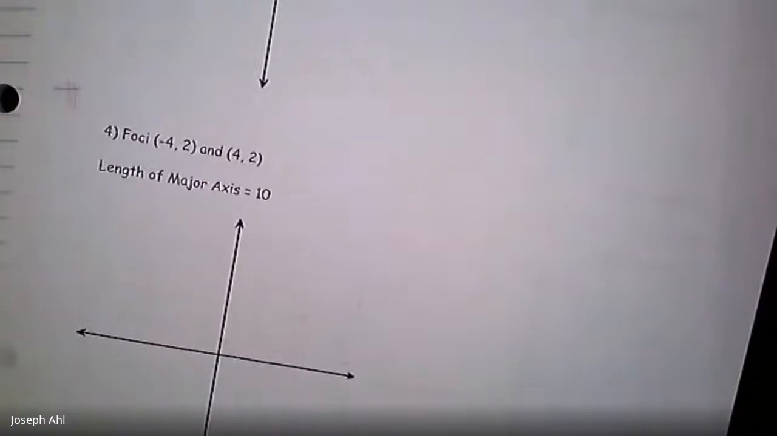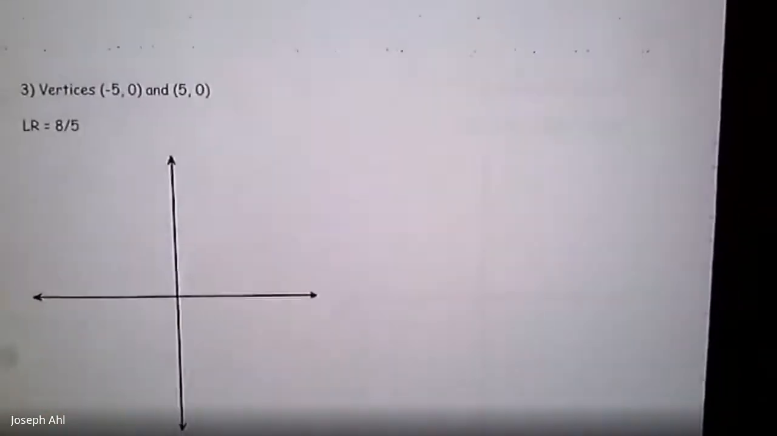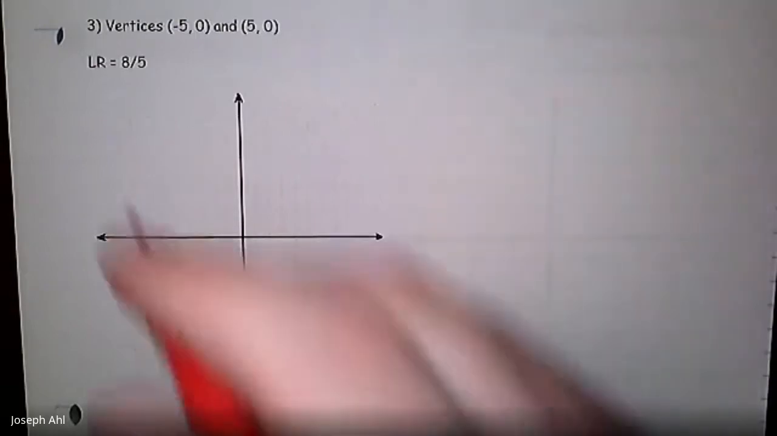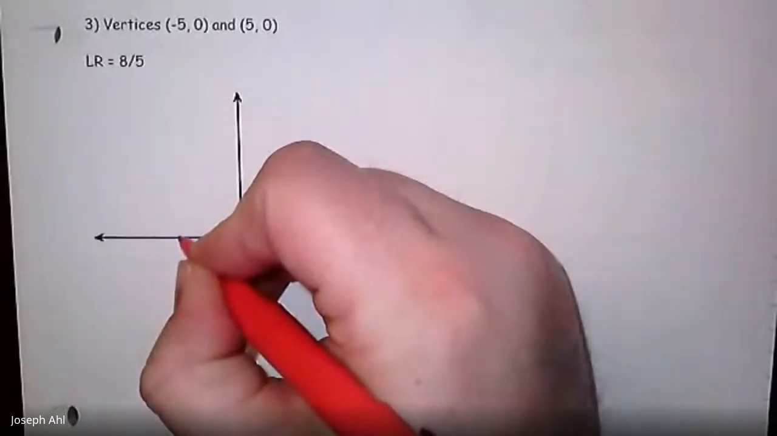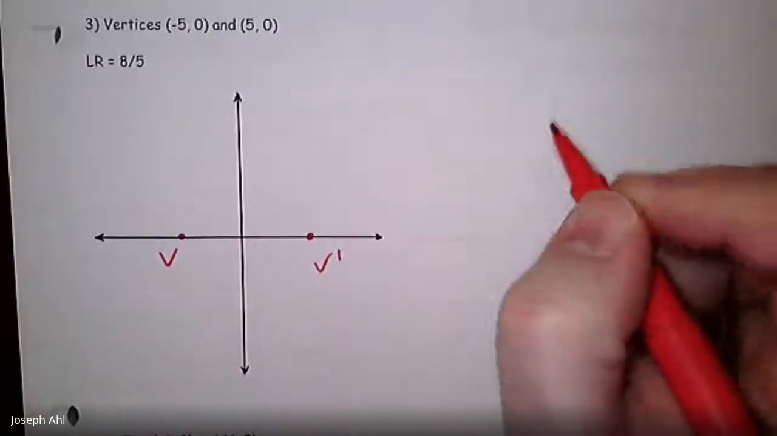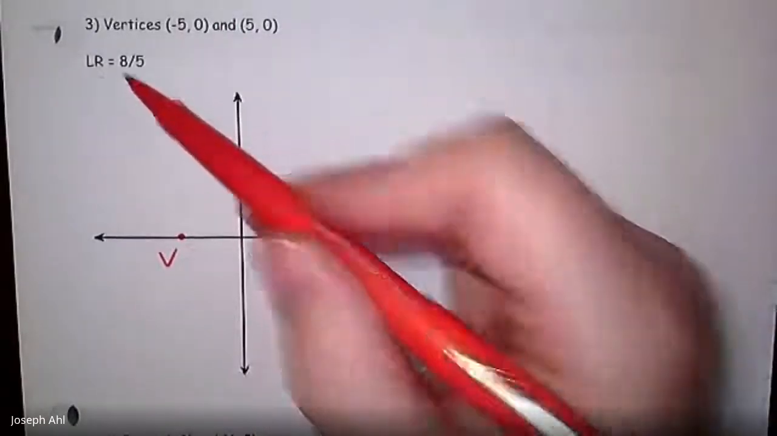On the next page, I'm going to do 3 and 5 with you. After we're done with 3 and 5, you guys are going to go try 4 and 6. How about that? Okay, so number 3. We know that the vertices are at (-5, 0) and (5, 0), V and V prime, and that the length of the LR is 8/5.